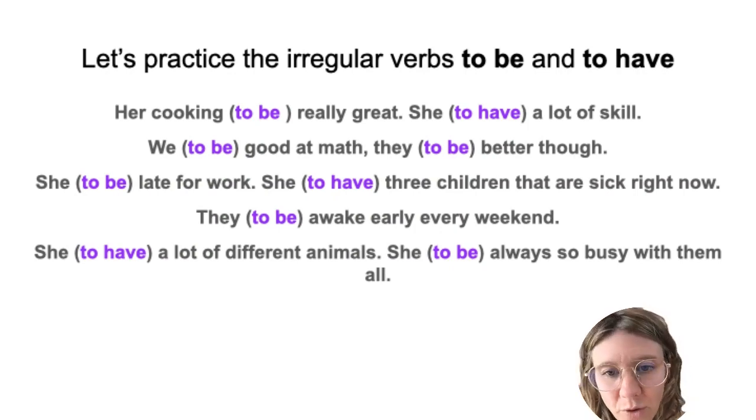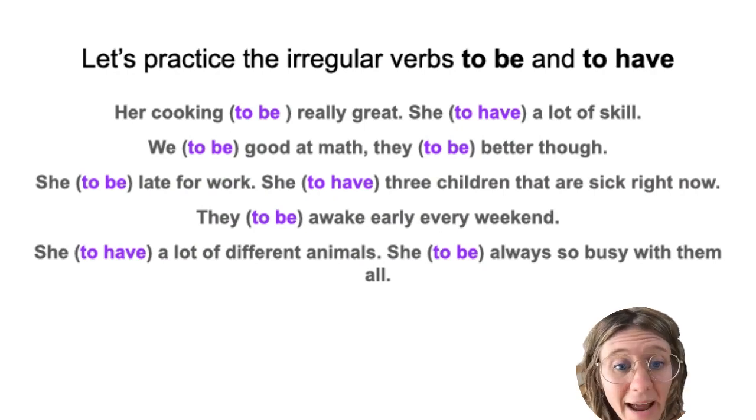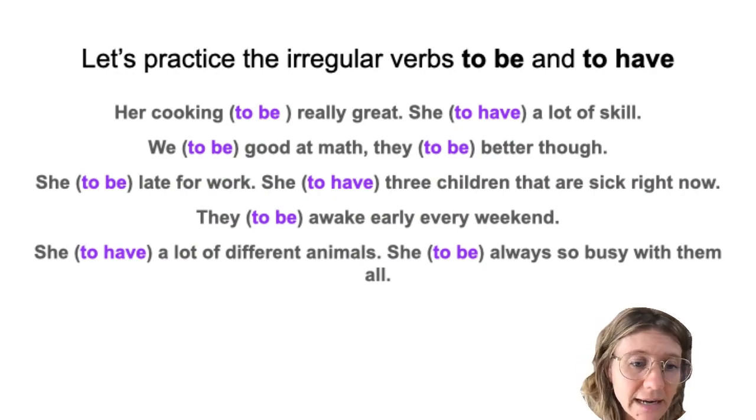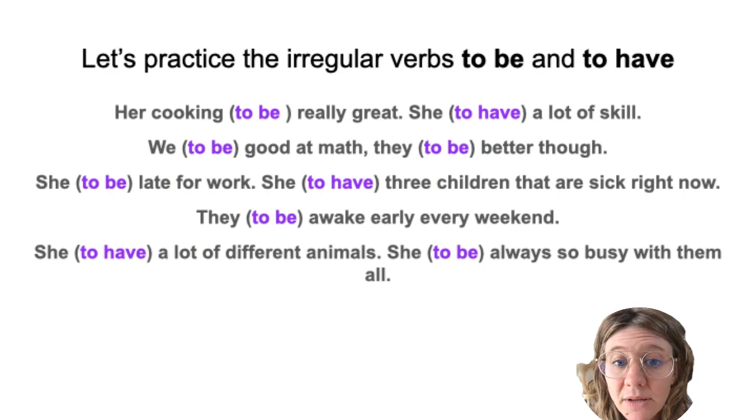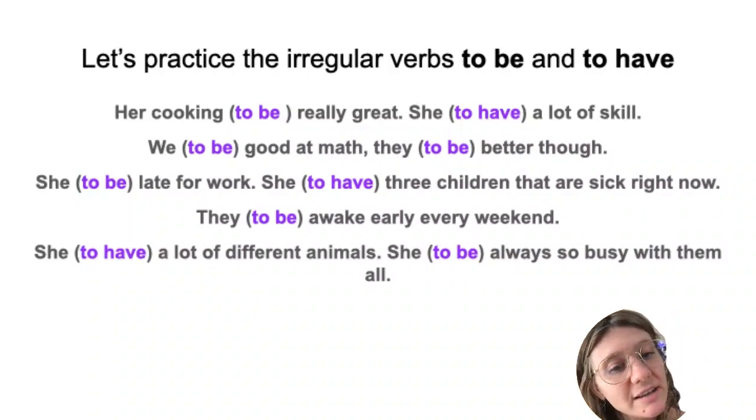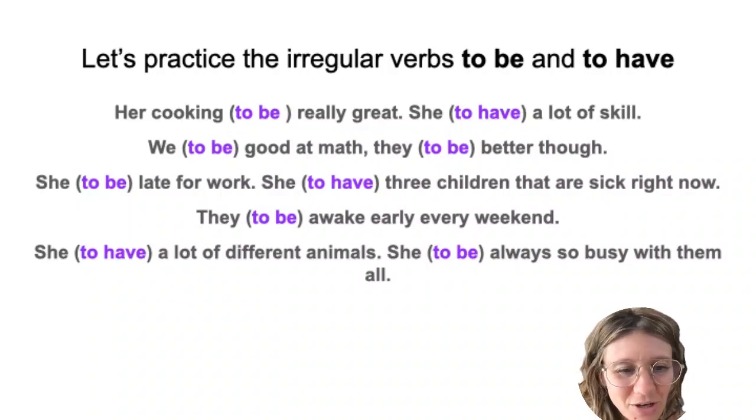She to be late for work. She to have 3 children that are sick right now. They to be awake early every weekend. She to have a lot of different animals. She to be always so busy with them all. All right, so pausing the video, let's take a look at the answers when you're ready.